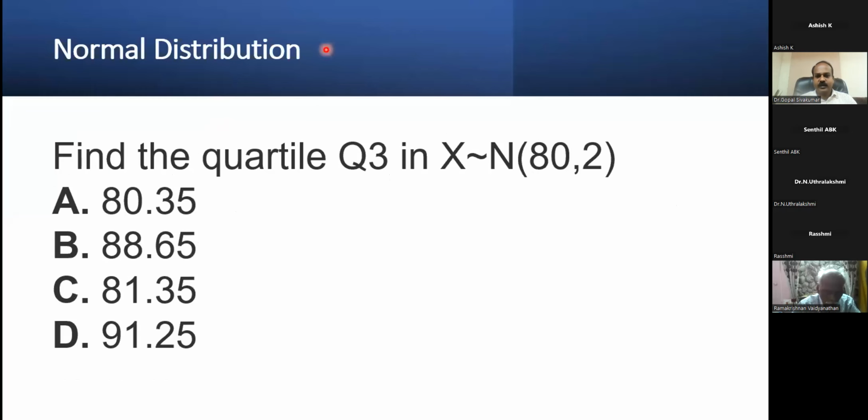Now, what is the question here? Find quartile 3 in a variable which is normally distributed with an average of 80 and a standard deviation of 2. Do you know the meaning of quartile 3? One of you? Yes, sir. What is the meaning of quartile 3? In the third quarter, sir. It contains 3 quarters.